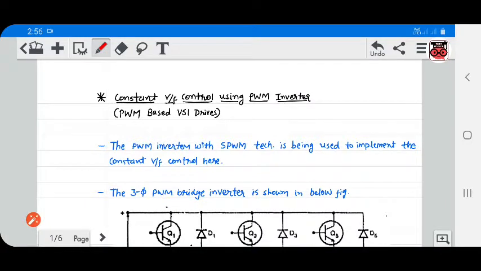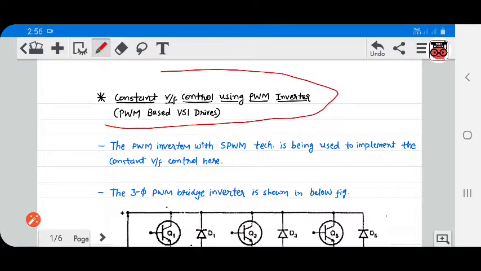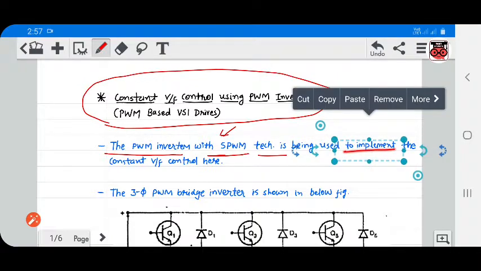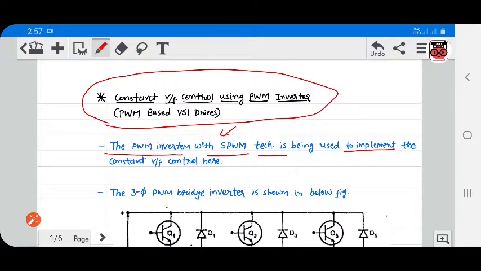Myself Vipul Patel. In this session, we are going to discuss constant V/f control using a PWM inverter, also known as a PWM based VSI drive. PWM stands for pulse width modulation. The PWM inverter with SPWM, here S means sinusoidal, sine. The SPWM technique is being used to implement the constant V/f control here.